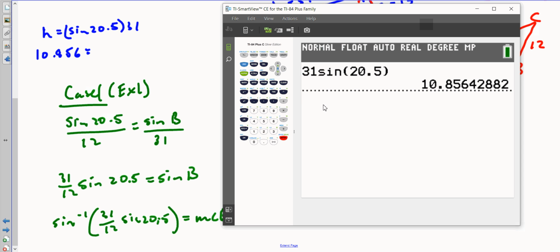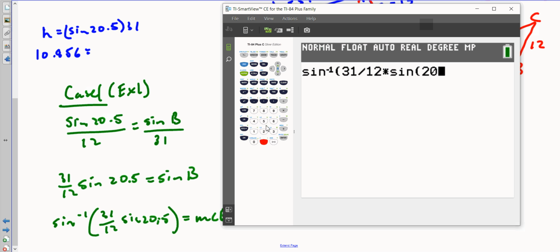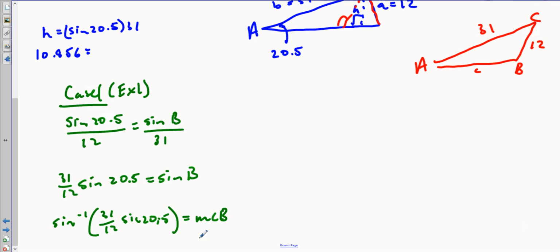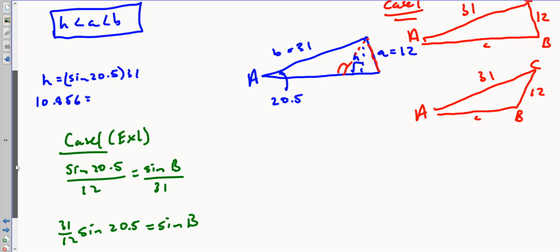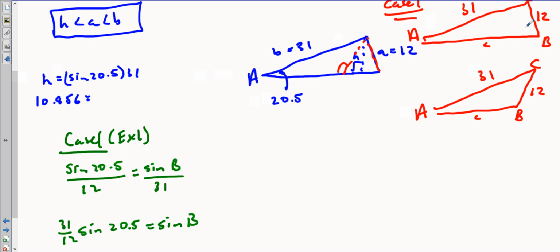Now, over here, we take our calculator again and put this in here. So we take the inverse sine of 31 divided by 12 times the sine of 20.5, close parentheses, press enter, and we have an answer of 64.783. 64.783 is the measure of angle B. Okay, the measure of angle B. Now, when you have that angle, right there, that is the measure of angle B right here.